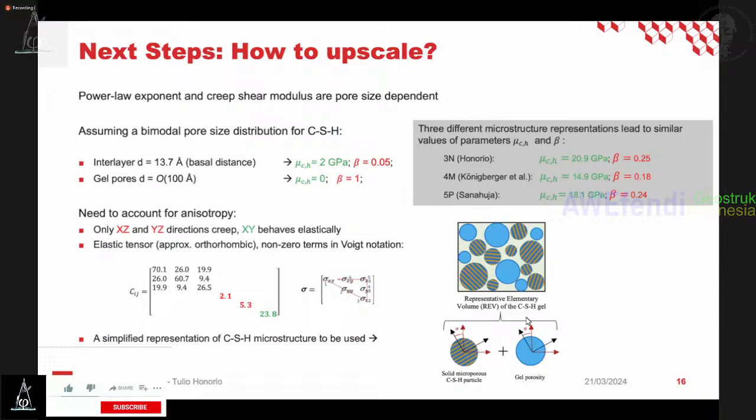The argument is that CSH is a microporous phase with the layers mixed with the gel pores. So if you want to find the experimental values, we should do some kind of averaging of the behavior here. And this average is not trivial because the behavior at this particle here will be, of course, anisotropic. And you have to take into account that the behavior here is different. So we know how to do that, and there are some things ongoing to try to upscale what's happening at the layers and to compare with the values, and you should find maybe something close to the values here.